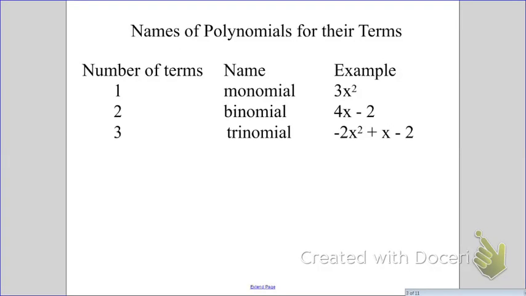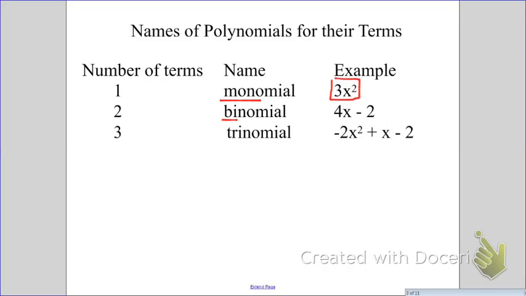Let's go over some names based upon terms. So the word monomial, beginning with mono, means one. Even though the example 3x squared looks like it has more than one piece, it is one thing not being added or subtracted to anything else. So it is a monomial.